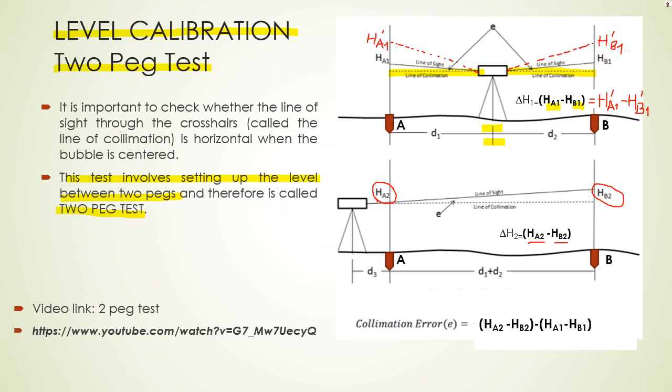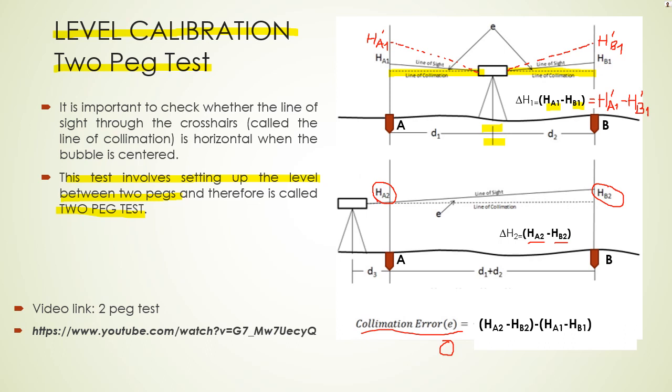So then to check for the errors, we just compare your height difference calculation from step 1 with step number 2. If there's no error, there will be the same height difference, and then this value should be 0. HA2 minus HB2 compared to HA1 minus HB1.